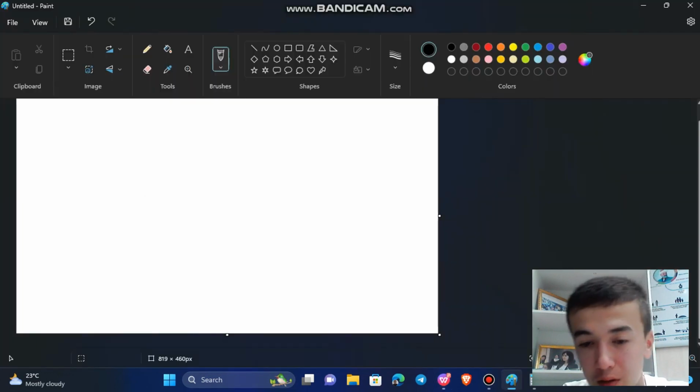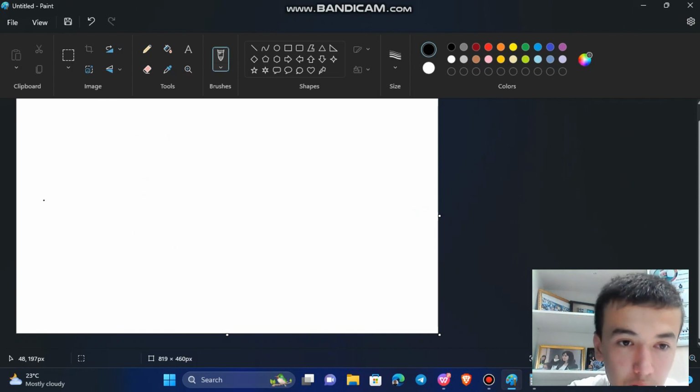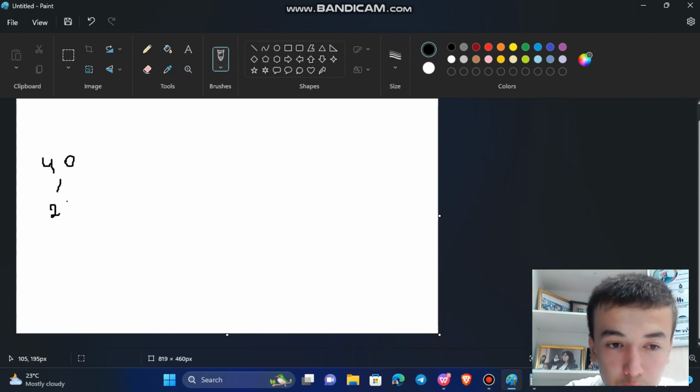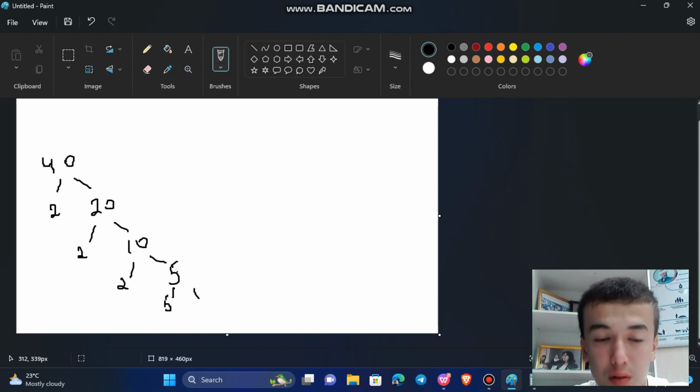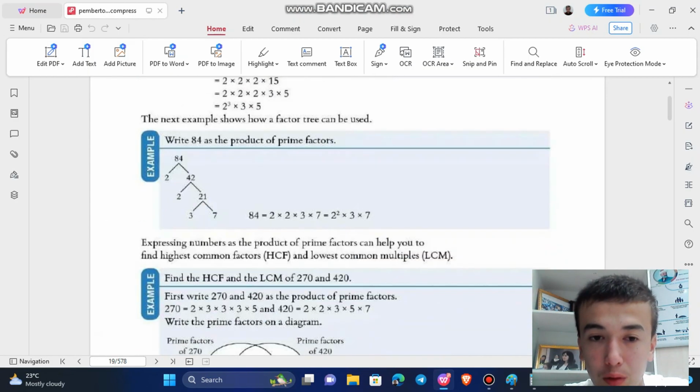For example, let's do one exercise with you. For example, 40. 40 can be divided by 2, the result is 20. 20 can be divided by 2, the result is 10. 10 can be divided by 2, the result is 5. 5 can be divided by 5. So this method is called the factor tree method, and 40 is equal to 2 cubed multiplied by 5. So that is an example to remember the last topic.